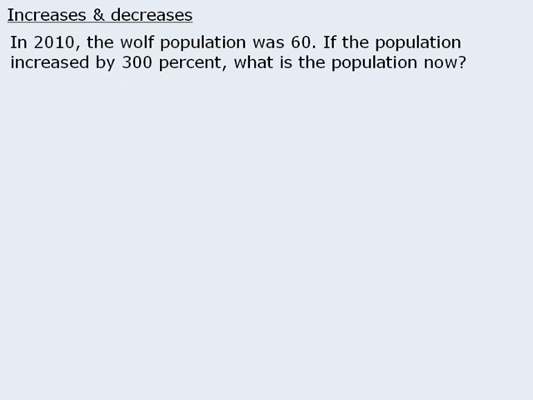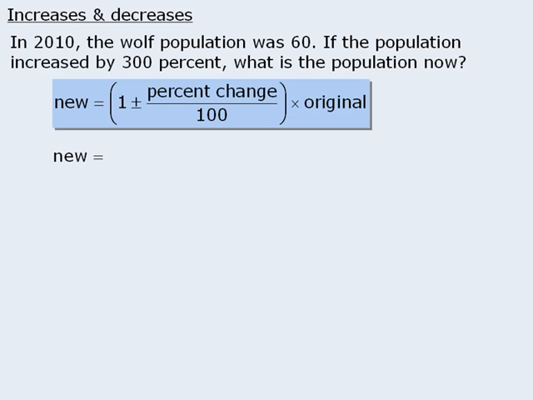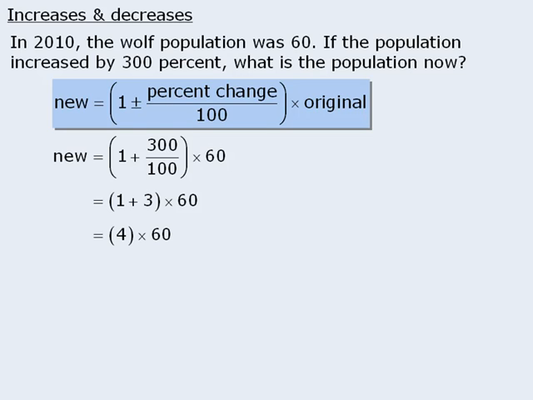Alright, let's try another one. Here we are told that the wolf population used to be 60, but it has since increased by 300%. Our goal is to calculate the new population. To do this, we will apply the following formula. Now first, the population increase is 300%, so we can add this to our formula. Next, we are told that the original population was 60, so we can add this to our formula. From here, we can simplify 300 over 100 to get 3, and now we can add 1 and 3 to get 4. Finally, 4 times 60 equals 240, so the new population is 240 wolves.